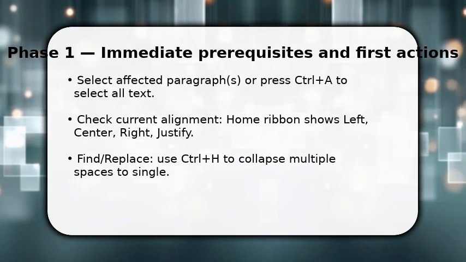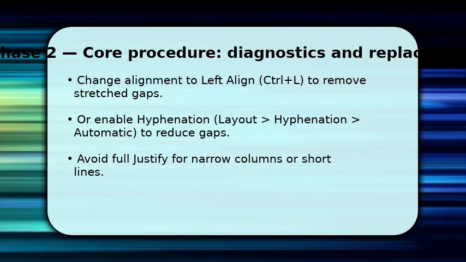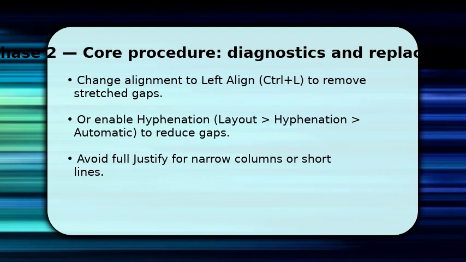Now you apply the only reliable way to eliminate large word gaps. Stop using full justification. With the text still selected, press Ctrl+L or click Left Align on the Home ribbon. You'll see instant, even spacing because left alignment preserves single spaces and does not expand them to fill the line.